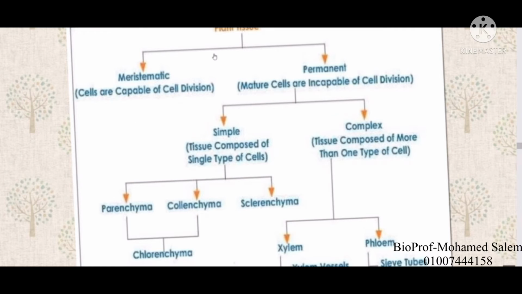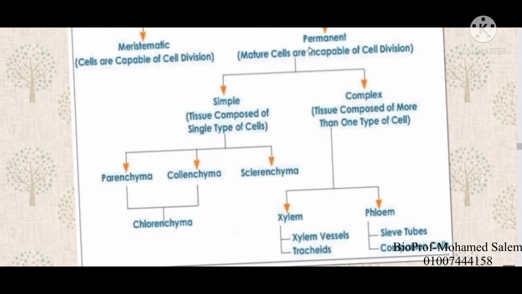To revise them, in plant tissue we have two types. Meristematic tissue: these cells are able to make fast cell division, and it happens in the tips of the plant, the top of the stem and the roots, so the plant increases in length, or in the buds. While the other type of tissue is permanent tissue. These are mature cells and can't divide.